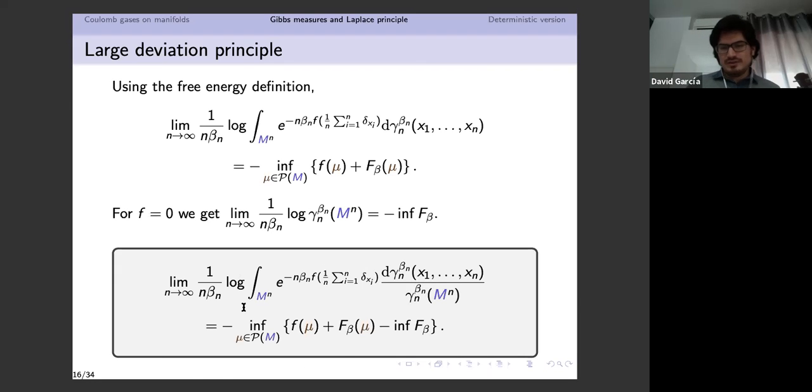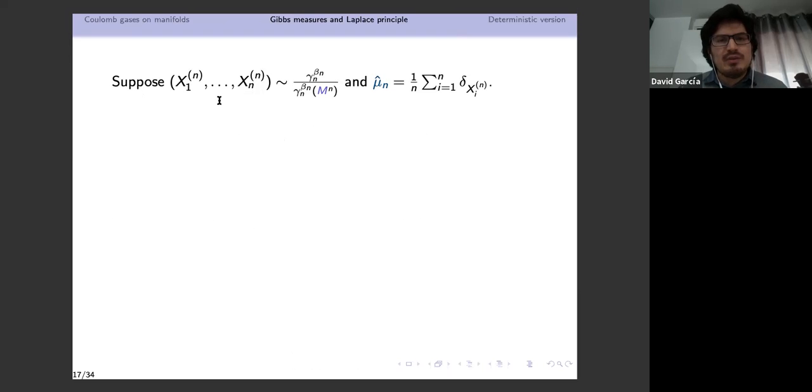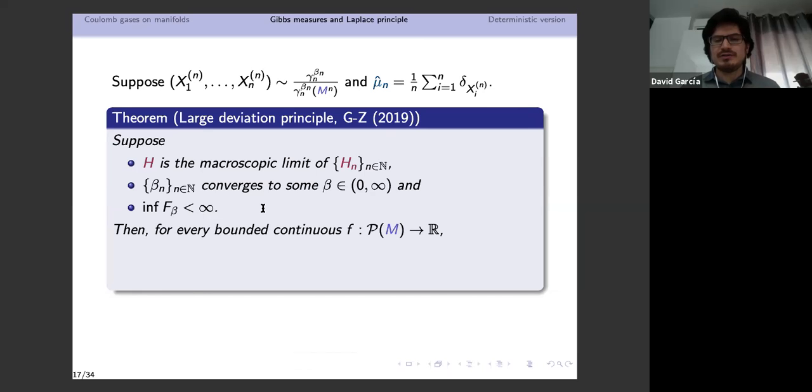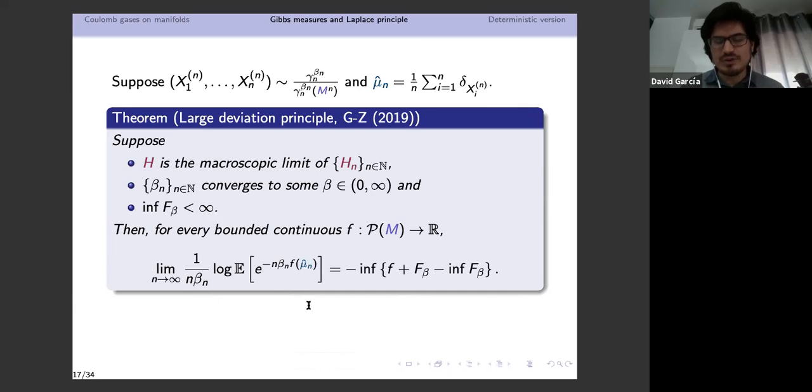Now, this is called a large deviation principle, and I will state it in a somewhat shorter way now. We take n points that are distributed according to the normalized version of the Gibbs measure, and we take mu n hat, the random measure that is the empirical measure of these n points, under the same conditions as before. And furthermore, we ask F beta to be non-degenerate. F beta has to be finite somewhere. Then for every bounded continuous function f, we have this property. So now we can write expected value instead of integral, and mu n hat instead of this big thing that was a bit cumbersome in the previous notation. So we have this kind of nice property.